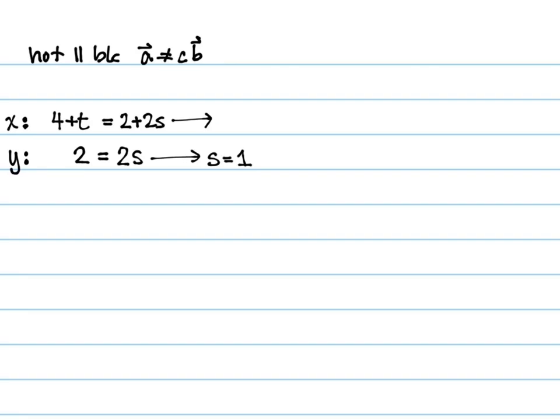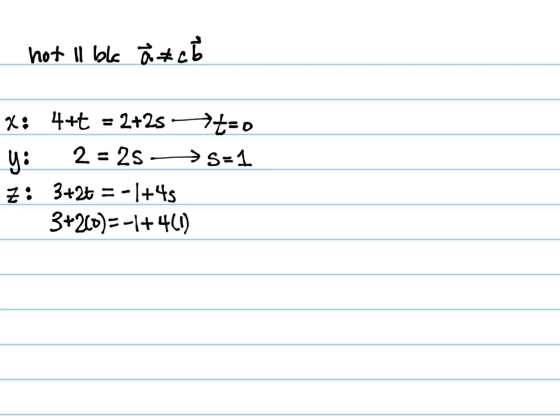Okay, so if s is 1, what would t have to equal in the other case? It's 0. Okay, so t is 0. And the question is, when I consider z, do those values for s and t also produce two z values that are the same? Let's see. I have z is 3 plus 2t, and I have negative 1 plus 4s. So if I put in t is 0 and s is 1, do these equal one another?